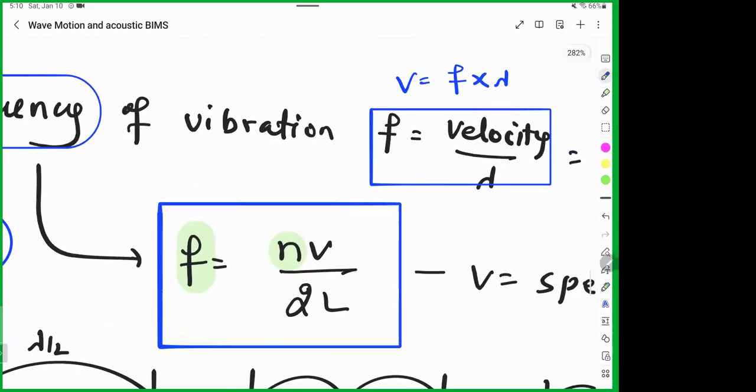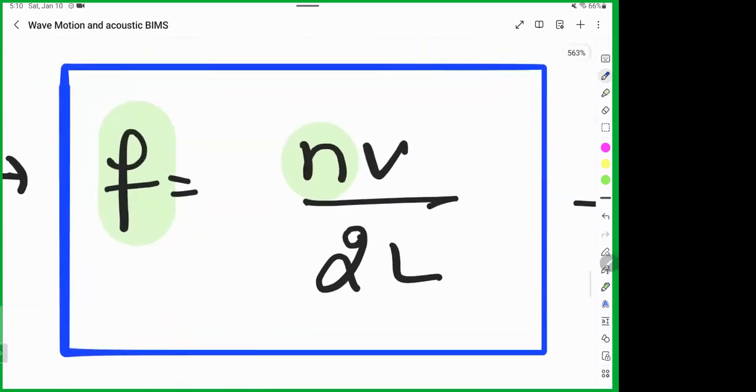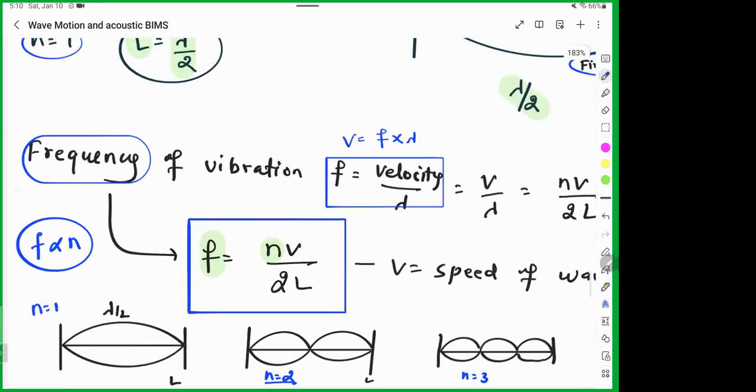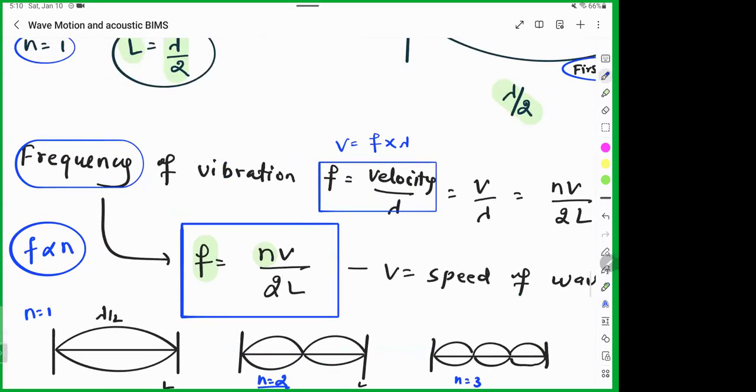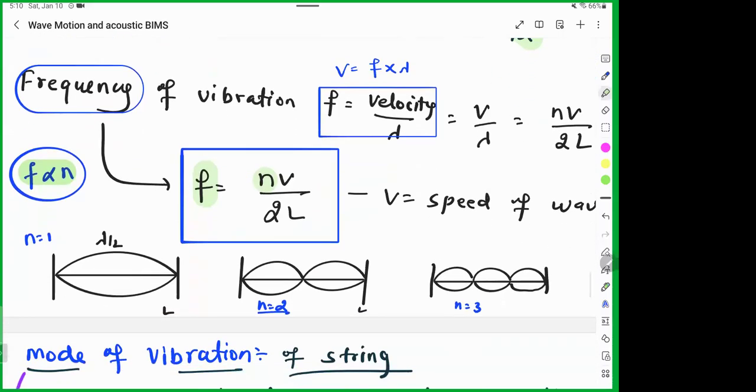And this is your final formula. Frequency is equal to n, the number of waves formed, times v velocity, divided by 2L. So can we say frequency depends on how many such half waves are formed? Example, here only one half wave is formed and n value is 1. Here two are formed and n value is 2. If three are formed, n value is 3. If 10 are formed, n value will be 10. Looks easy as of now.